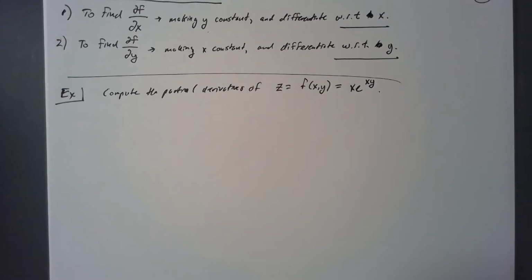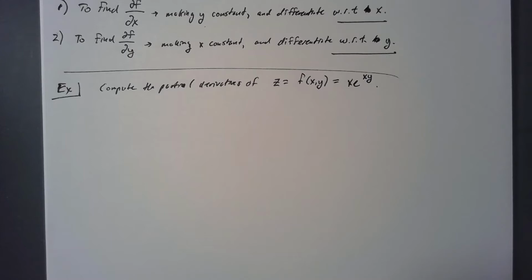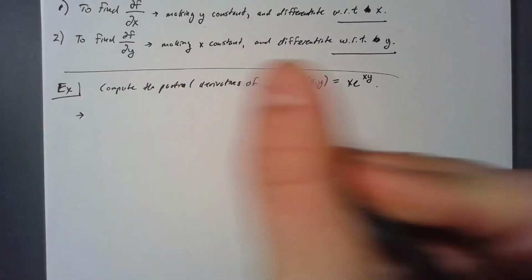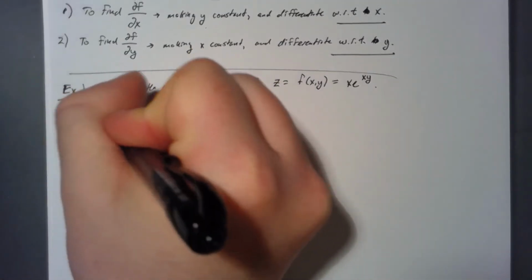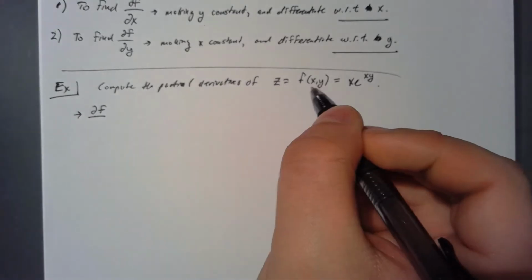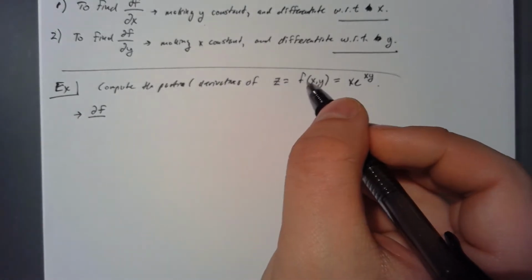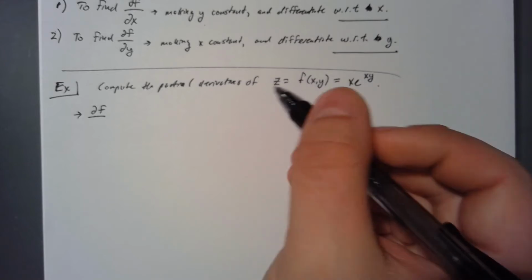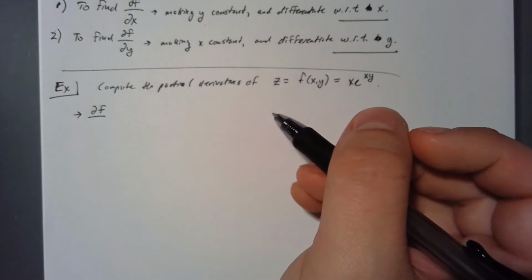So compute the partial derivatives of those functions. Okay, well, this is a function of two variables. So what I'm trying to find is the partial of f. And you could also write this as dz dx and dz dy, or df dx, df dy, it doesn't matter, because they both represent the same thing.